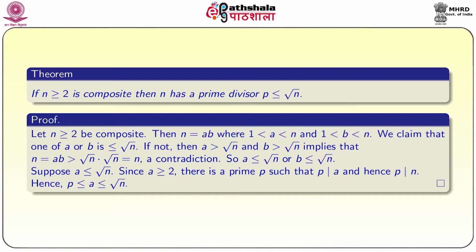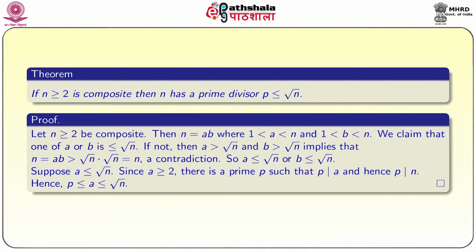So, what happens if it is not true? That means, if we assume that a is greater than root n and b is greater than root n, which implies that n is equal to ab, which is greater than root n times root n, that is equal to n. This is a contradiction because we are getting n greater than n. So, a is less than or equal to root n or b is less than or equal to root n.